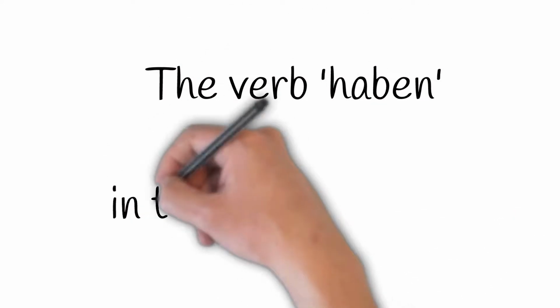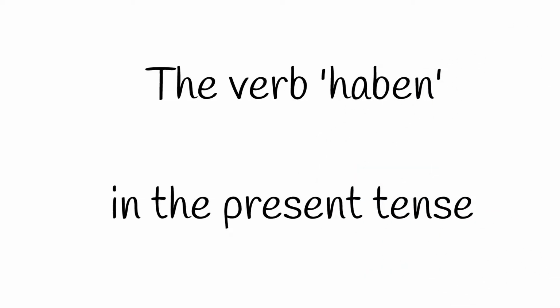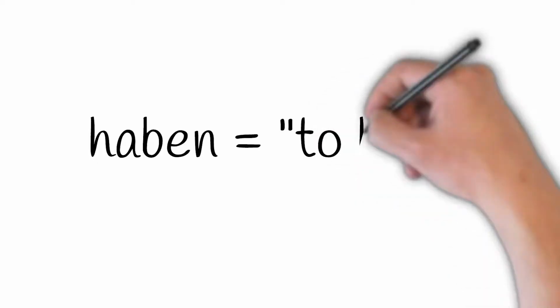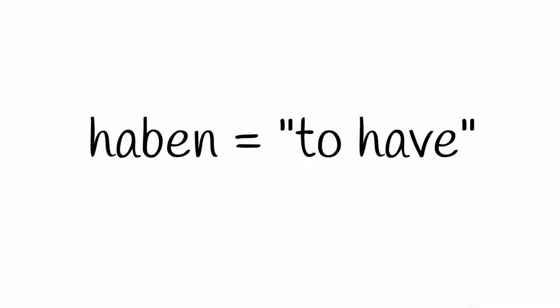In this video, we're learning about the German verb haben in the present tense. Haben is one of the most important verbs, if not the most important and common verb in the German language, and it is essential that you both understand it well and memorize it well before you go any further in your learning of German. The verb haben simply means to have, or have in English.